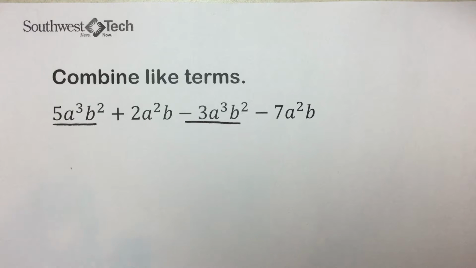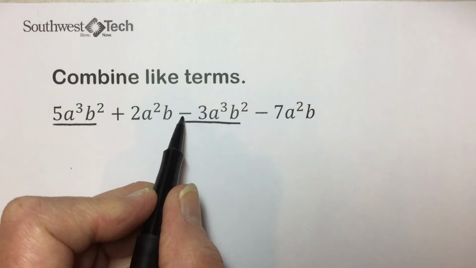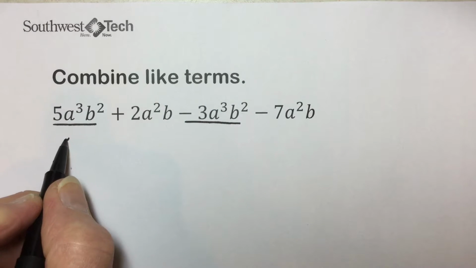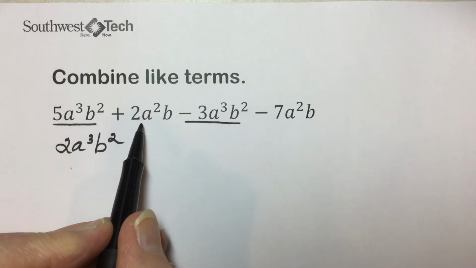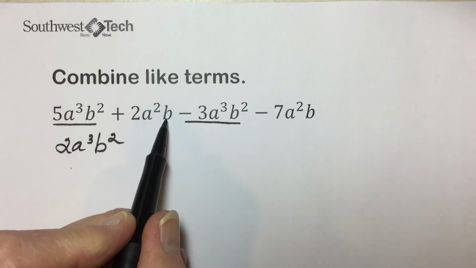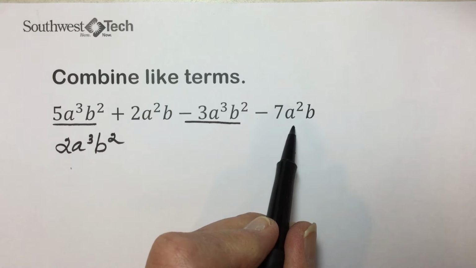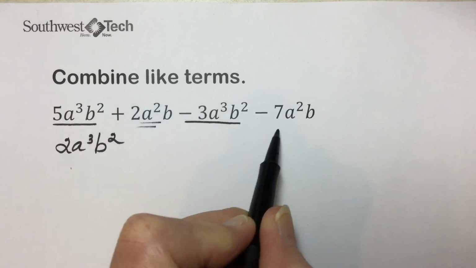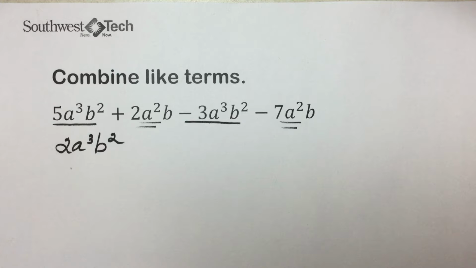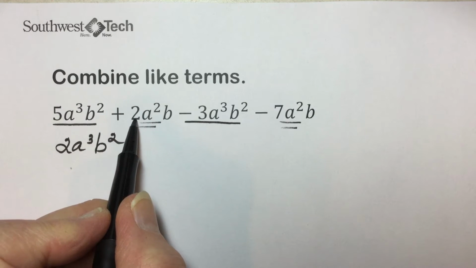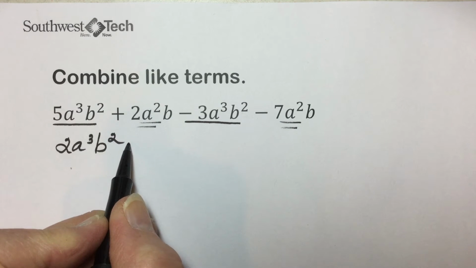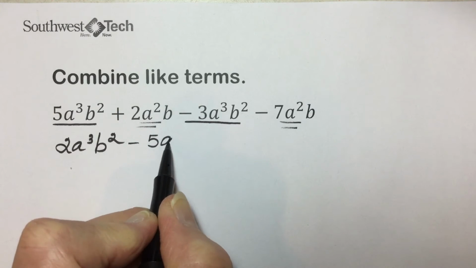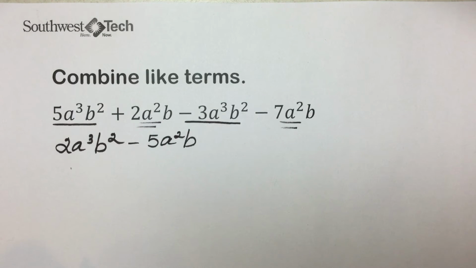Using the distributive property then, 5 minus 3 leaves a 2, a to the third, b to the second. Next term, we have a to the second power, b to the first, and the similar or like term here. So we can combine these two terms using the distributive property, taking the coefficient positive 2 minus 7 and combining them to result in a negative 5, a to the second, b to the first for our simplification of this term.